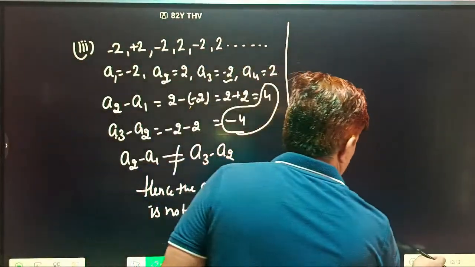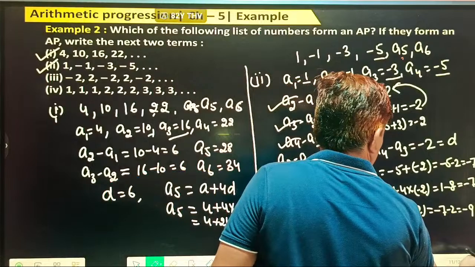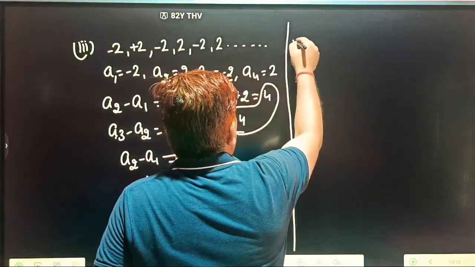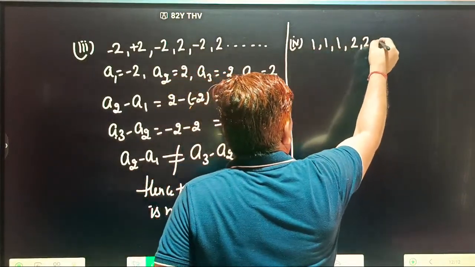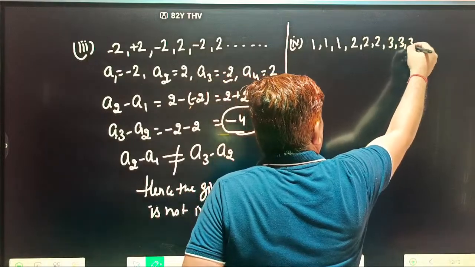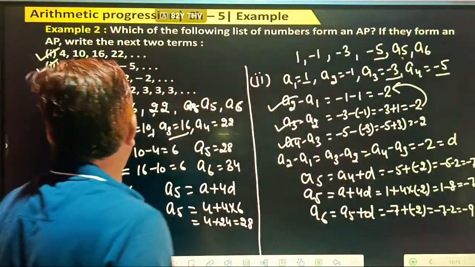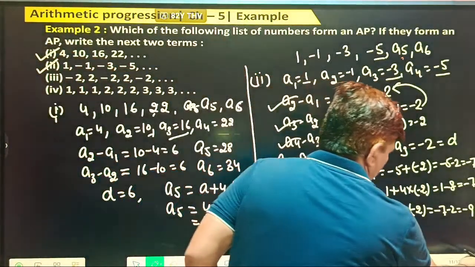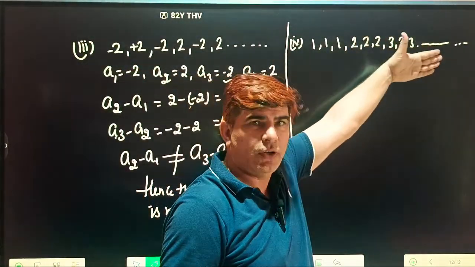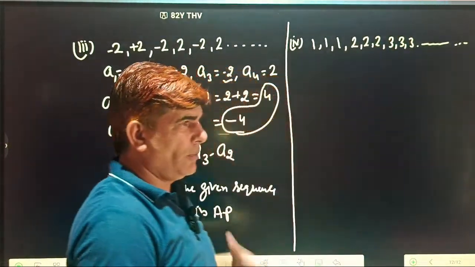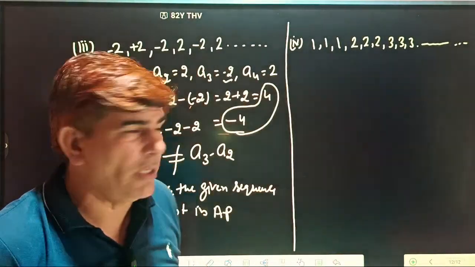One more question is given to you. This is the fourth part: 1, 1, 1, 2, 2, 2, 3, 3, 3, and so on. Again, I can tell this is an infinite sequence, going to infinity. And I already told you, if it contains a finite number of terms, then it is a finite AP, and if it contains infinite terms, then it is an infinite AP.